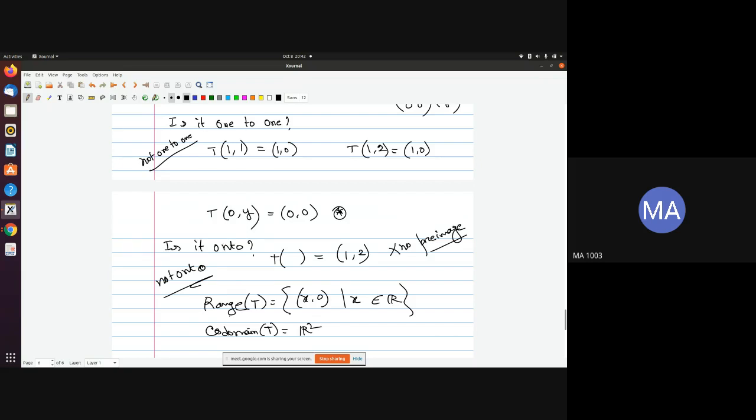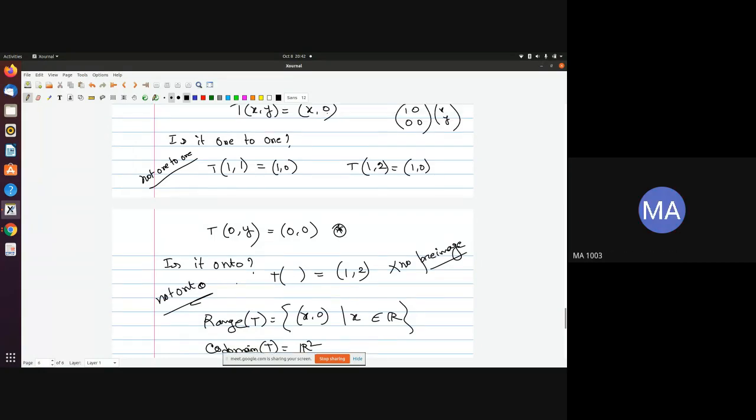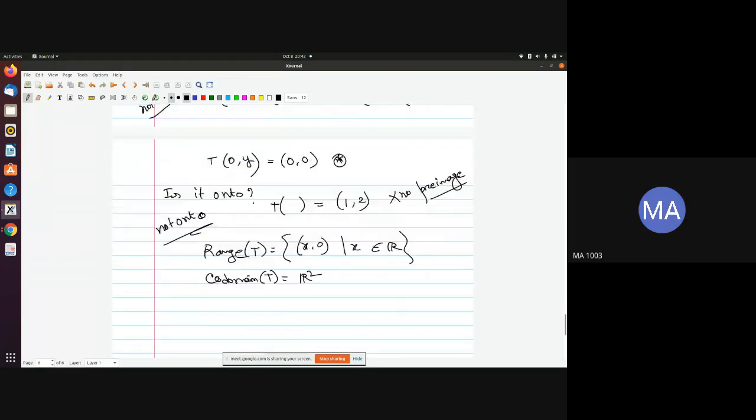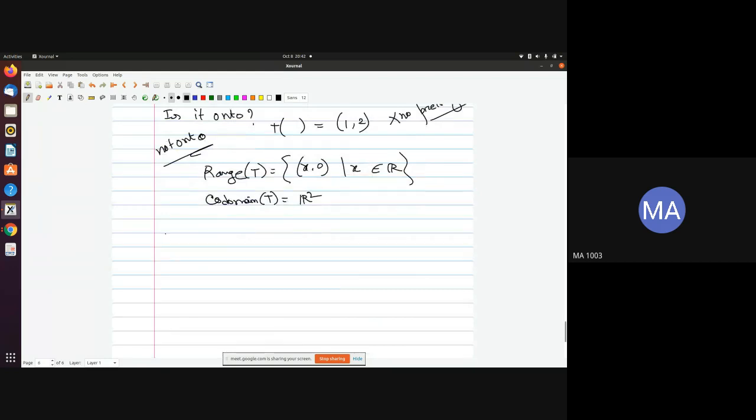Okay. So these two are not equal. Range and codomain are not same. So another definition of onto was range and codomain should be same. Right? Here it is not. Correct? Okay, sir. Understood? Sure, sir. Okay, great. Let me give another example.